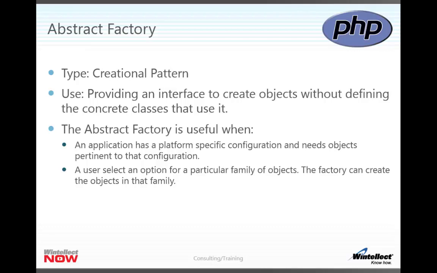The abstract factory is useful when you have an application with a platform-specific configuration and needs objects pertinent to that configuration. Suppose I am writing an application for a Macintosh and one for a Windows PC. In that case, I need the UI components for the Macintosh and the UI components for the Windows PC. The code that generates the Windows components is not going to be the same as the code that generates the Macintosh components, but I want to have a standard interface.